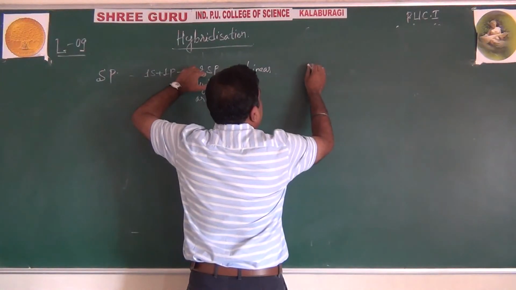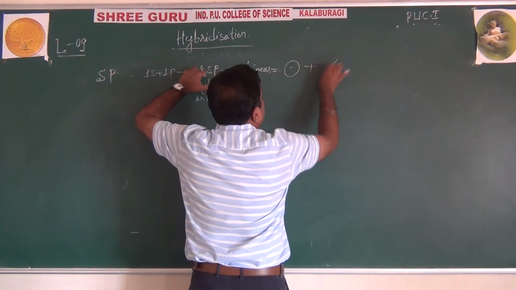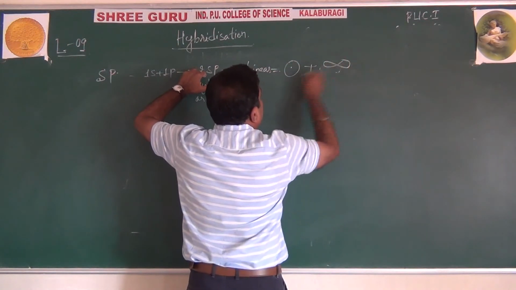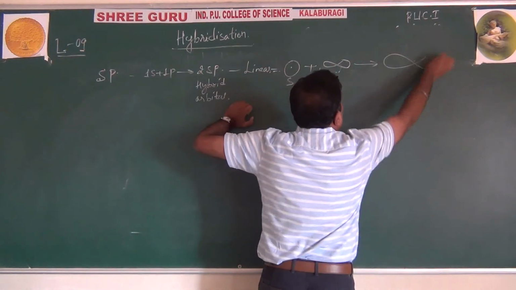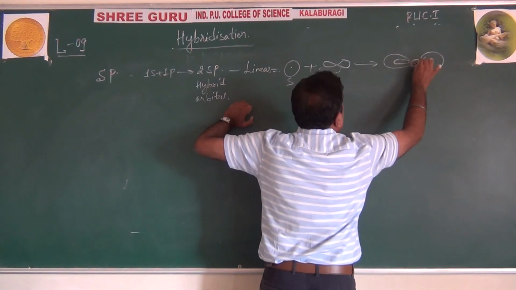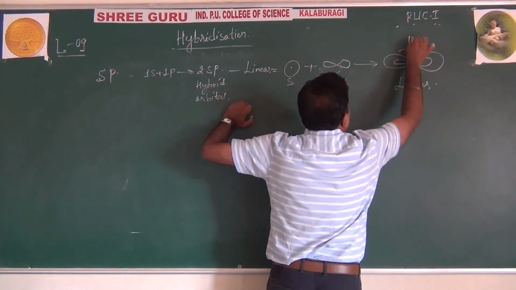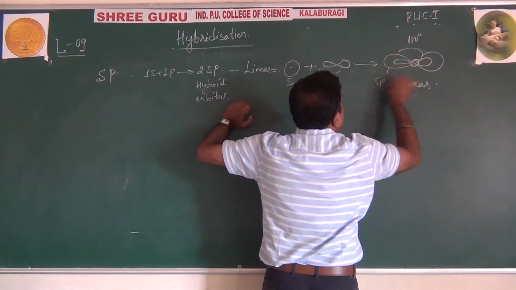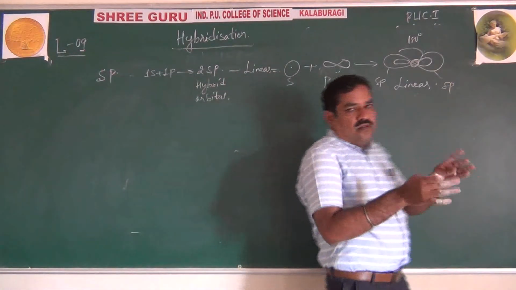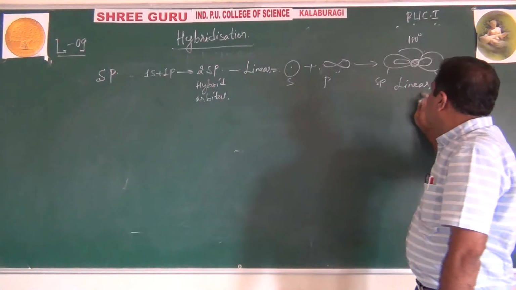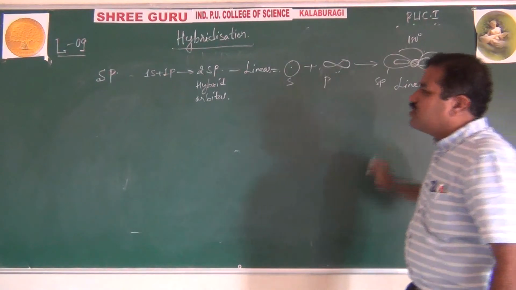One s means the s orbital, and one p orbital. They will combine, forming a linear shape like this. Linear, and the bond angle is 180. This is sp and this is sp. After these two mix, the resultant hybrid orbitals are linear sp hybrid orbitals. Remember, this is very important.